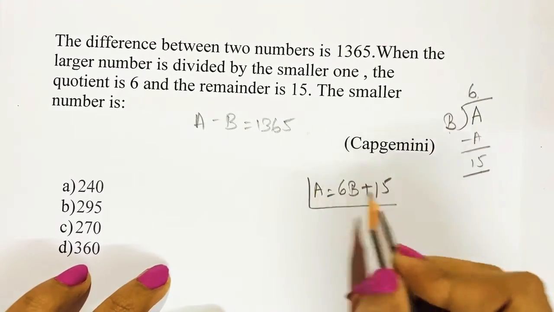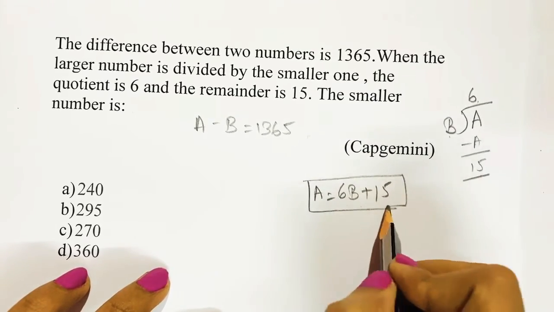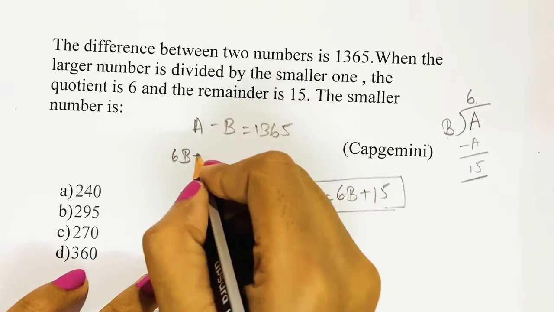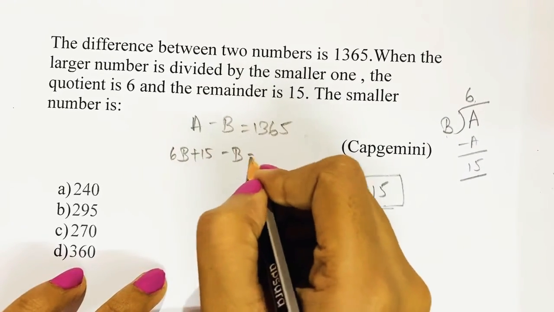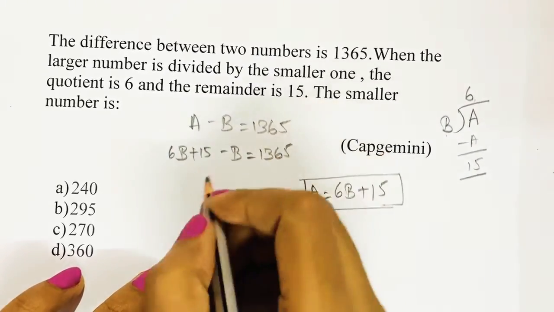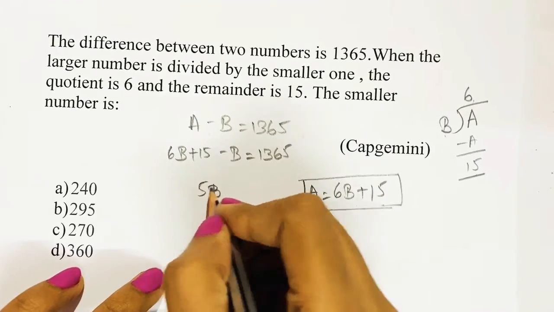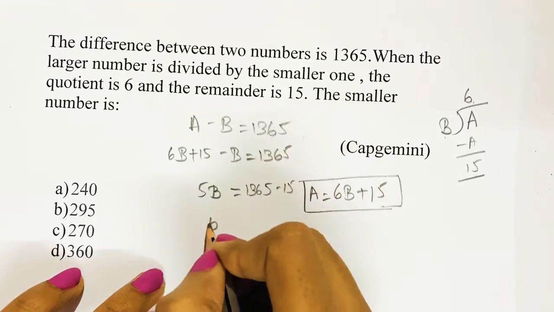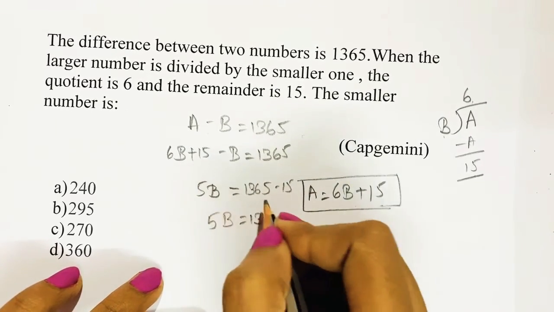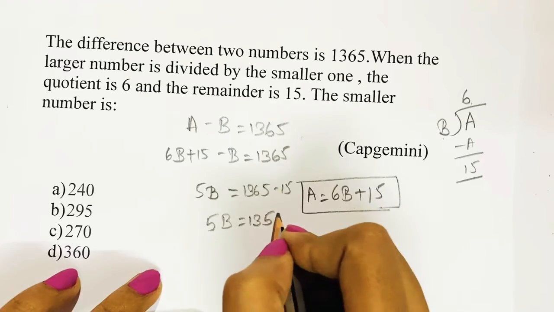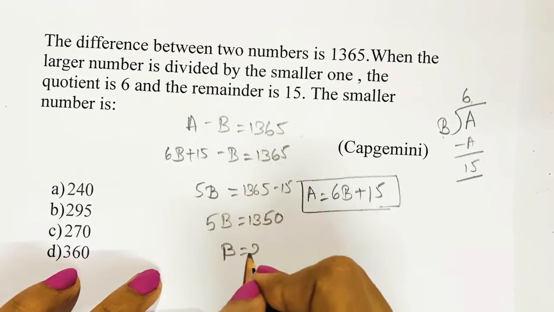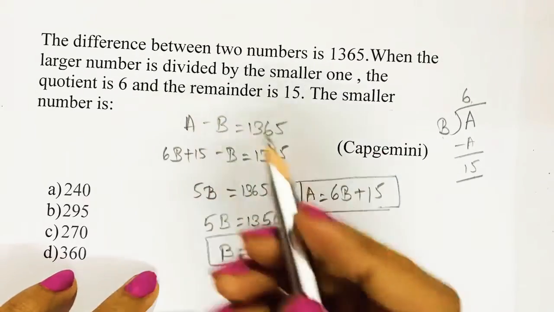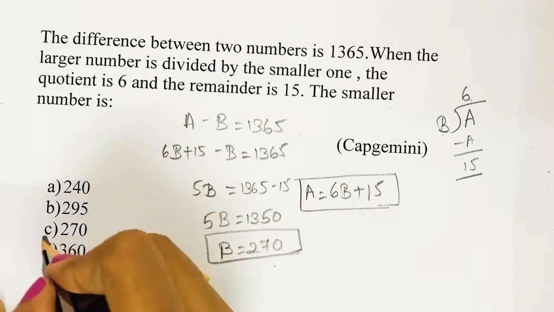When we substitute A to be 6B plus 15 in this equation, we will get 6B plus 15 minus B is equal to 1365. 5B is equal to 1365 minus 15. 5B is equal to 1350. B will be equal to 270. So the smaller number is 270, which is option C.